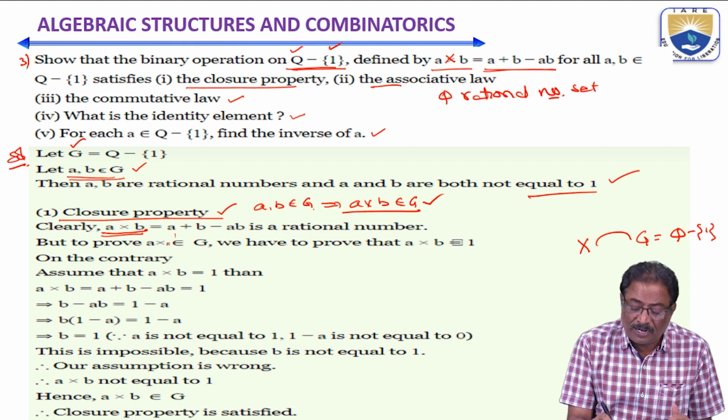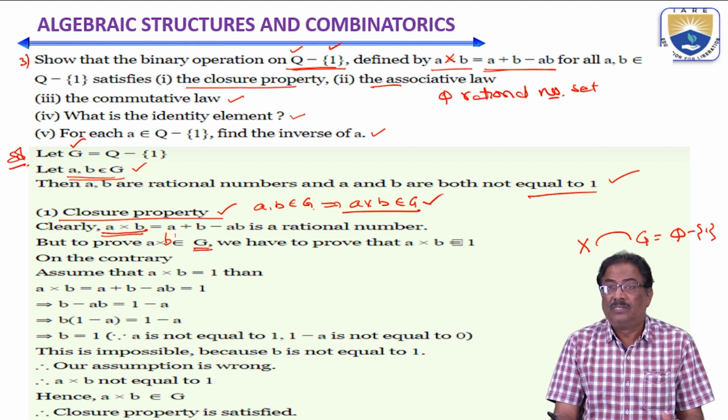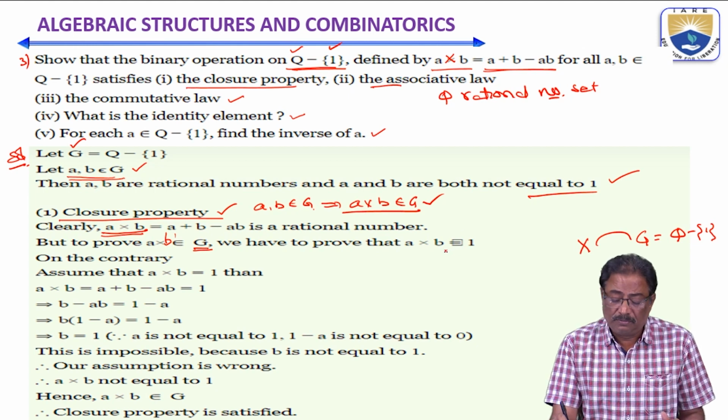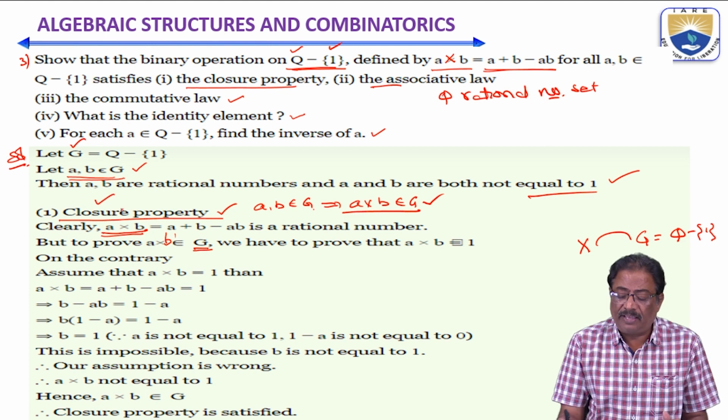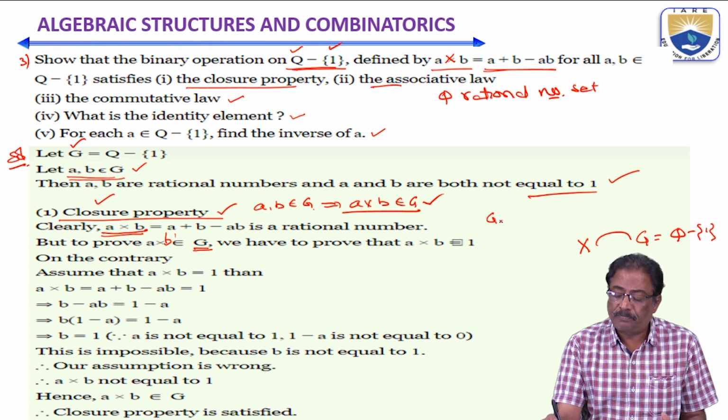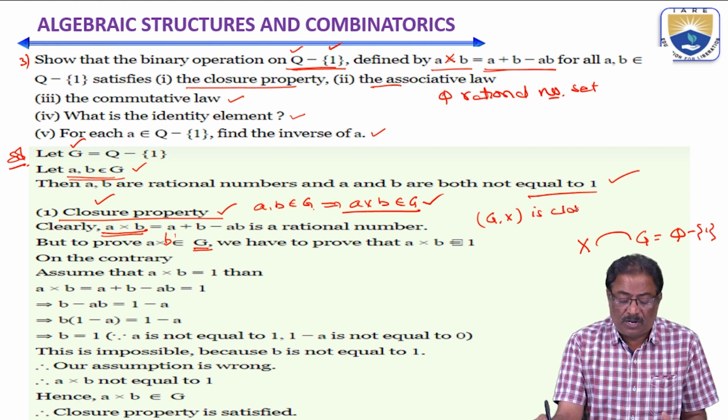So we can say that A cross B belongs to G. A cross B belongs to Z. So that is nothing but it is a closed one. So G comma cross is closed. Now we are going to verify the next one.